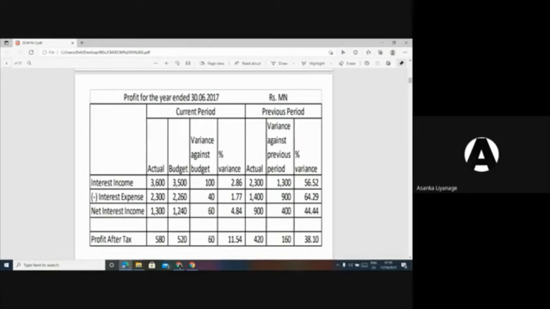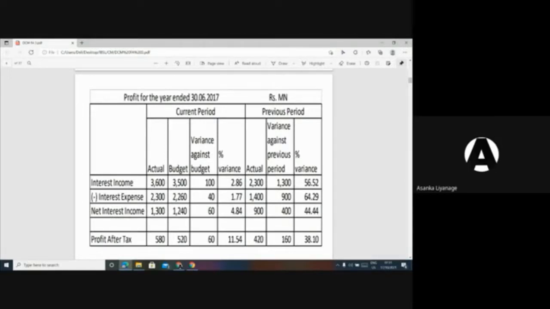Similarly, the last item, last row, profit after tax. Last year, June 30th figures were 420, but this year it has increased to 580. There is an increase of 160. 160 divided by 420 into 100. Our profit after tax has increased 38% against the previous year. Right? That's how you can calculate and interpret.